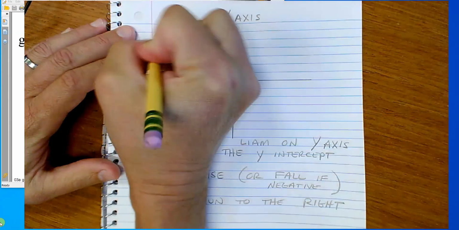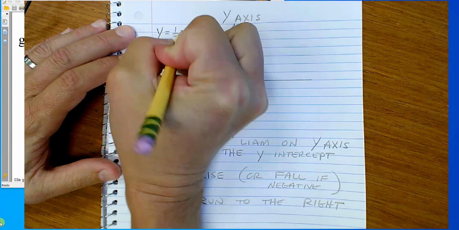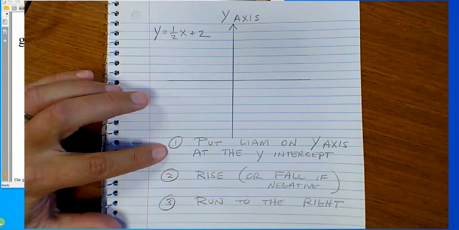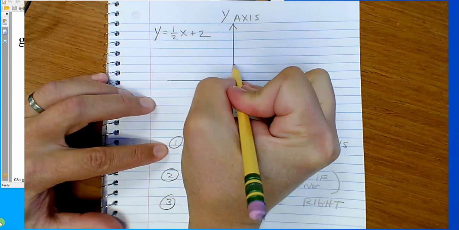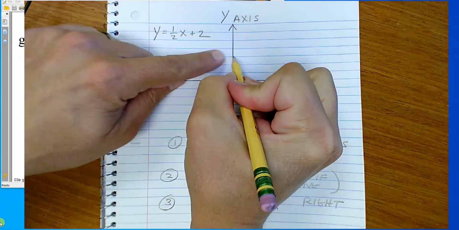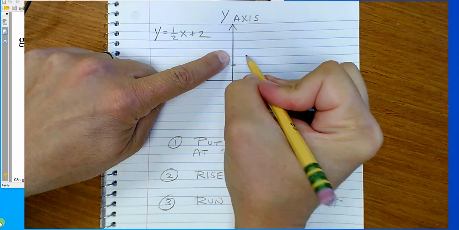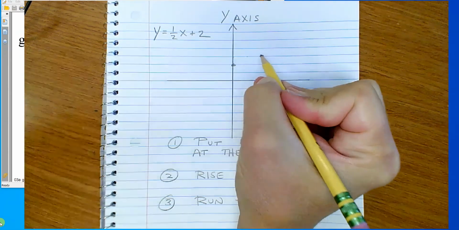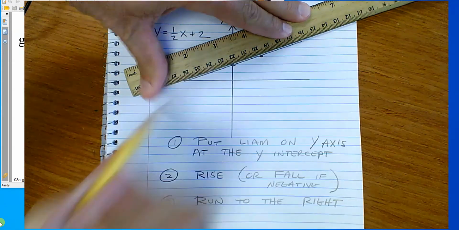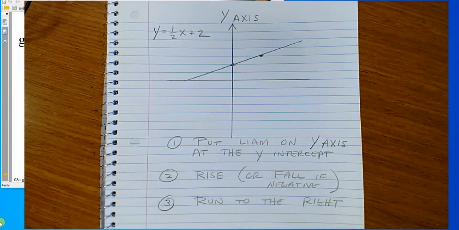So if I had y equals 1/2 x plus 2, put Liam on the y-axis, rise or fall, go up 1, run to the right, 1, 2, there's my line. Put Liam on the y-axis, rise or fall if negative, run to the right.